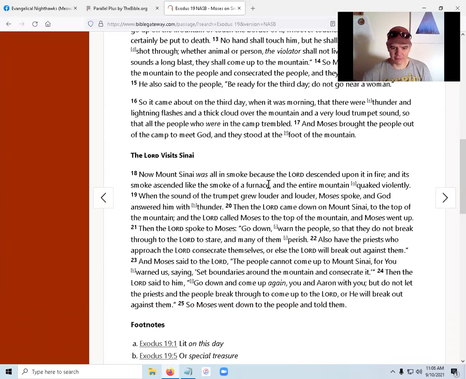Mount Sinai was all in smoke. Moses said to the Lord, the people cannot come up to Mount Sinai, for you warned us, saying, set boundaries against it and consecrate it. Then the Lord said to Moses, go down and come up again, you and Aaron, but do not let the people. So Moses went down to the people and told them.